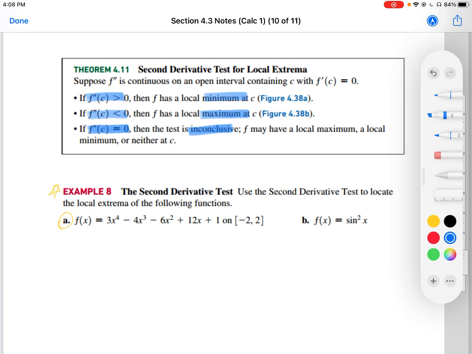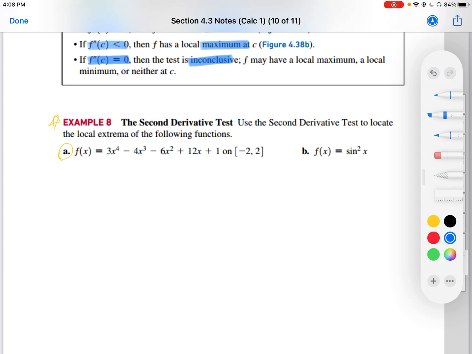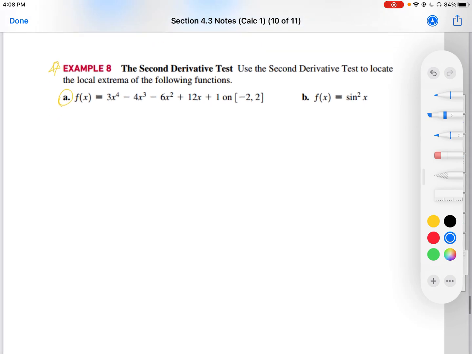It can be just like a weird change of direction, but not necessarily a maximum nor a minimum. All right, so let's go ahead and do example 8, and part A is that same example we've been doing.